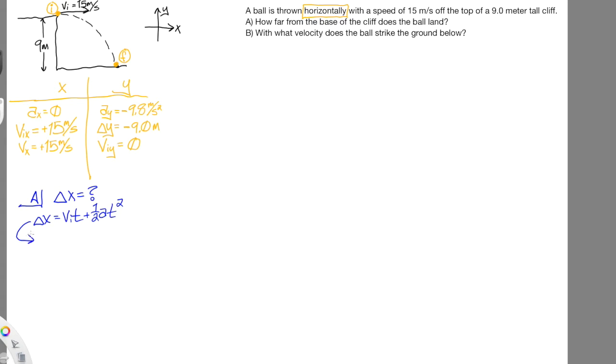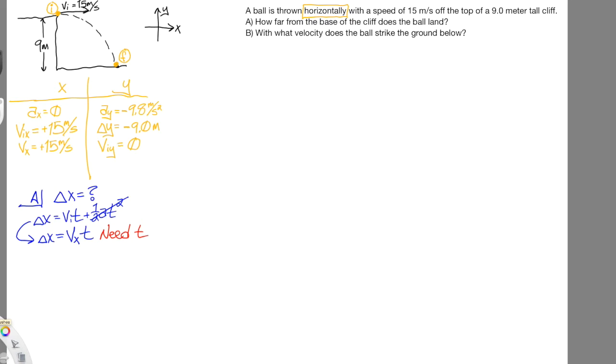And to turn that into an equation for just the x direction, well, we want delta x for sure. Vi, we just want in the x direction. And again, the initial and final velocities are always the same in the x direction. So we can just call that Vx times t. And this other piece disappears because the acceleration in the x direction is 0. So we could find delta x, which is what we really want here, but we need t first. So to find t, we can go into the y direction.